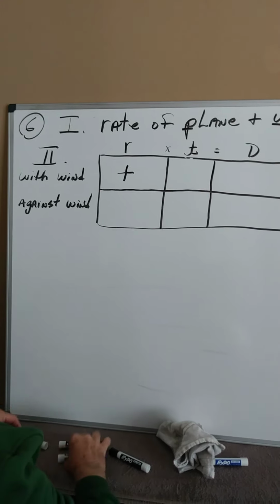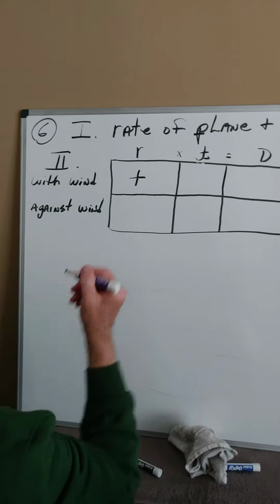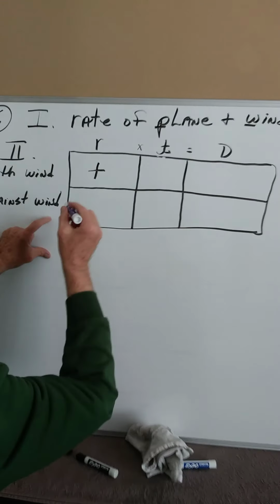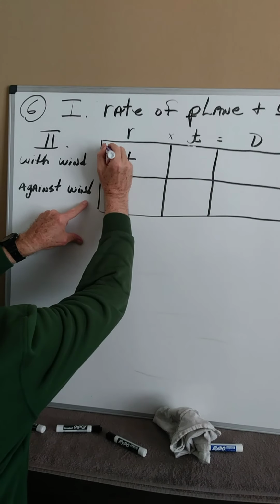Now here's the key thing. Got to do this in the right way. Here's where our 2 variables are going to go. The variable that goes first is always the rate of the vehicle. So I'm just going to write the word plane right here.